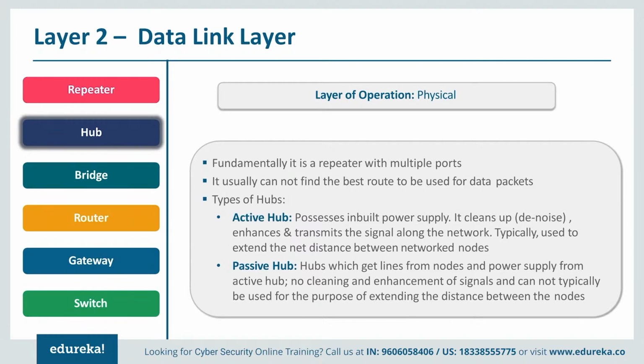The active hub is typically used to clean up network disturbance or network noise and also to enhance the signal strength across the network. The passive hub is simply a pass-on device. It just transmits the signal whatever it gets. It will not make any modification, error fixing, or denoising, etc.